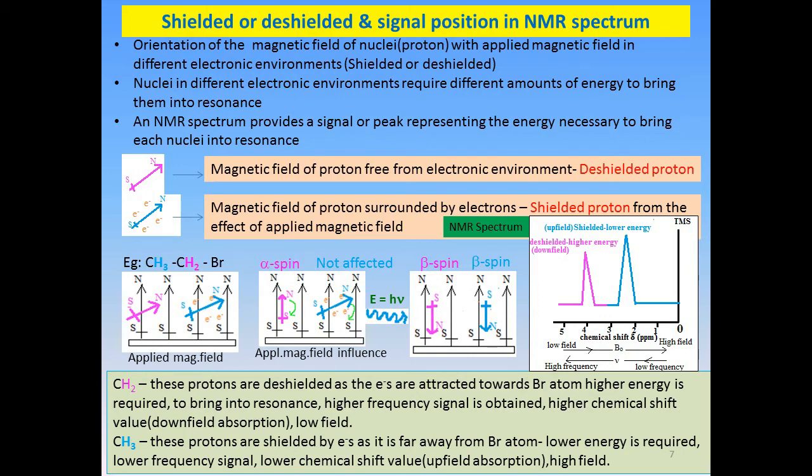Similarly, CH3 protons are shielded by the electrons as they are far away from the bromine atom. The bromine atom could not attract the bonded electrons, hence the protons are surrounded by the electrons. Hence low energy is required for them to flip from the alpha spin to the beta spin. Low energy is required, low frequency signal is observed, lower chemical shift value is noted, and the absorption takes place in the upfield, that is the high field absorption.